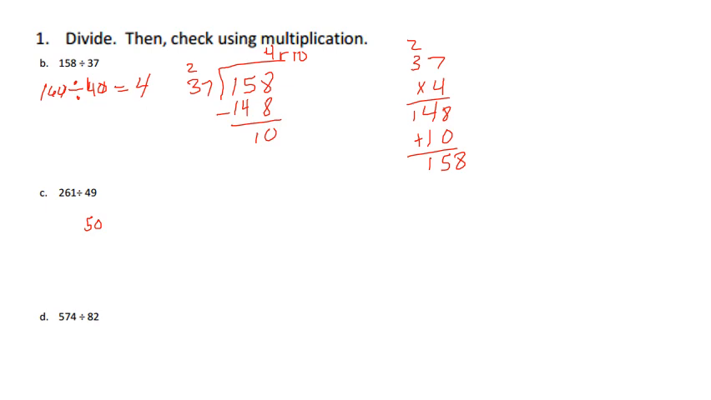Okay, in problem 2, we're going to round 49 to 50. And for 261, if we skip count by 50s, the closest one would be 250. And we know, just like if we take the zeros off, 25 divided by 5 is going to be 5. So we're going to start off with a quotient of 5.